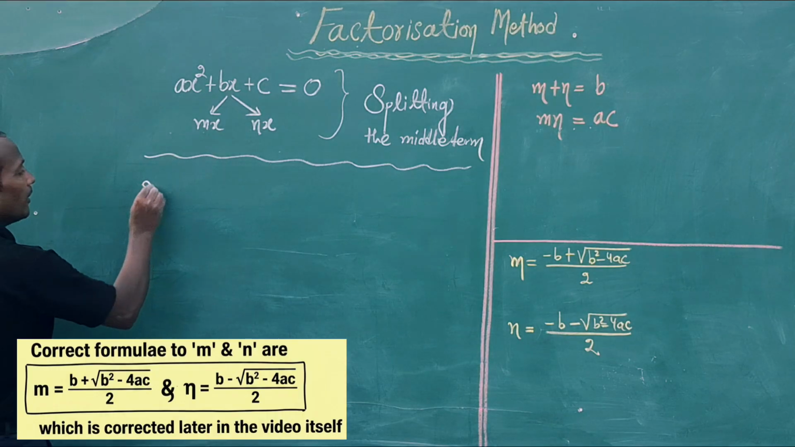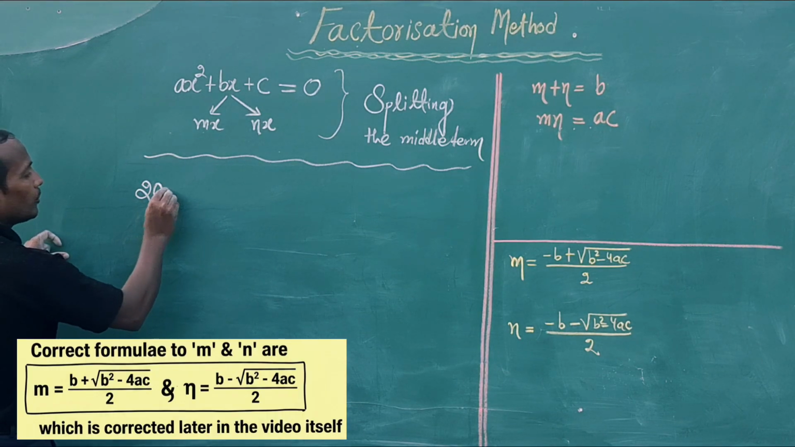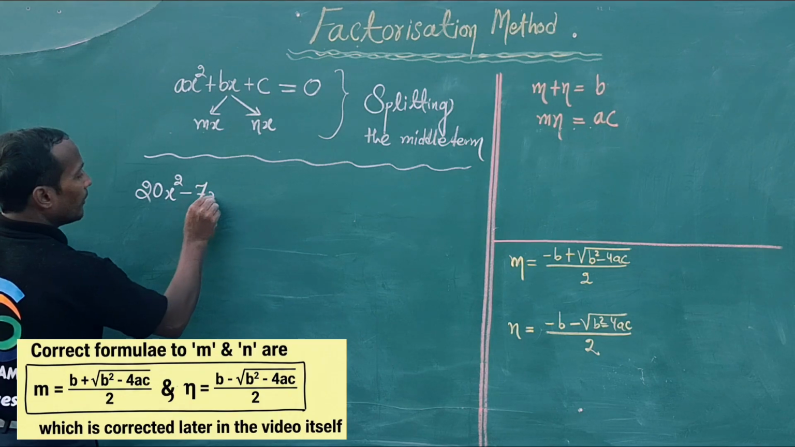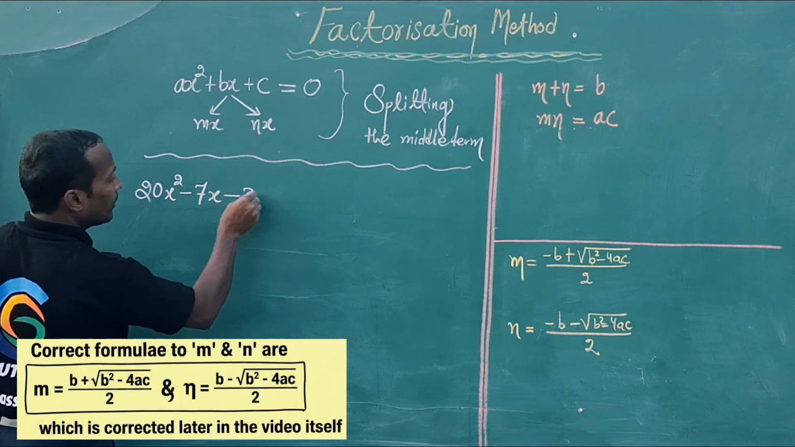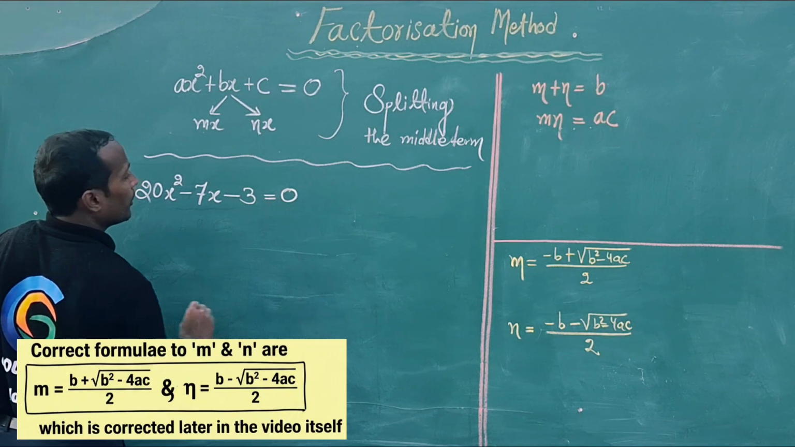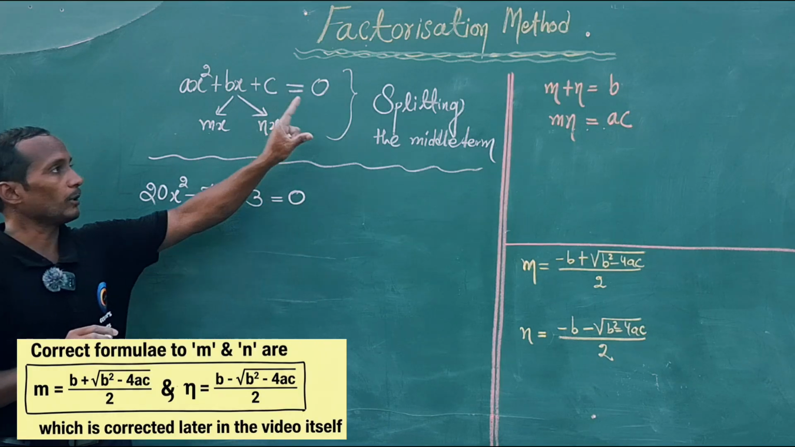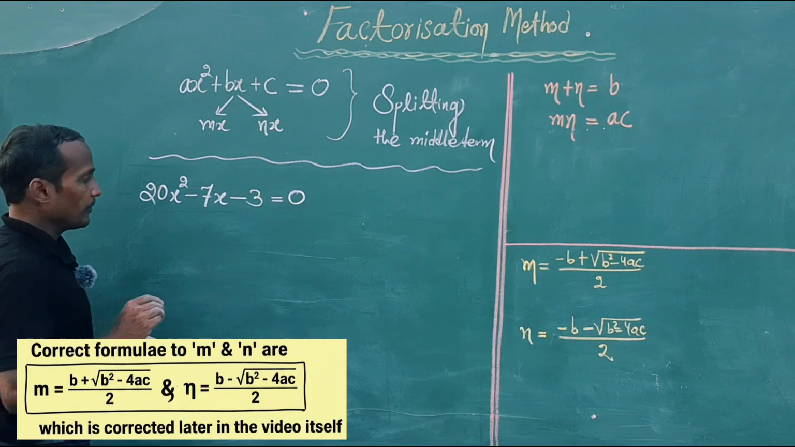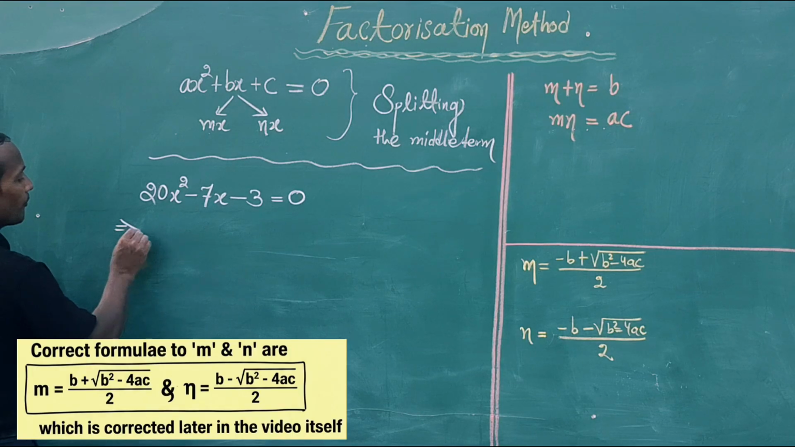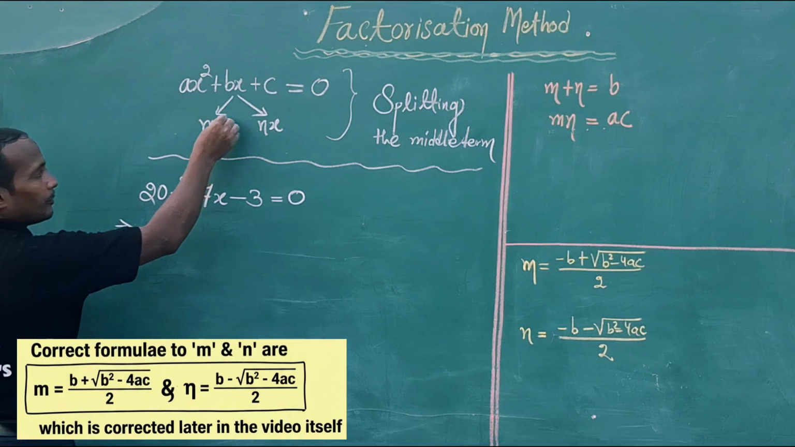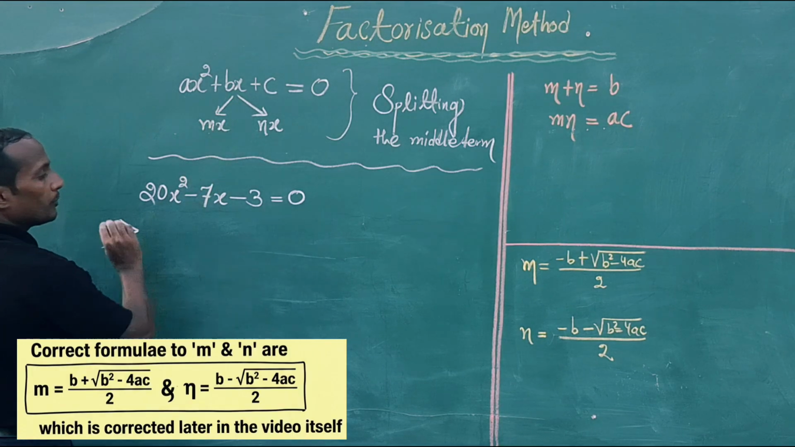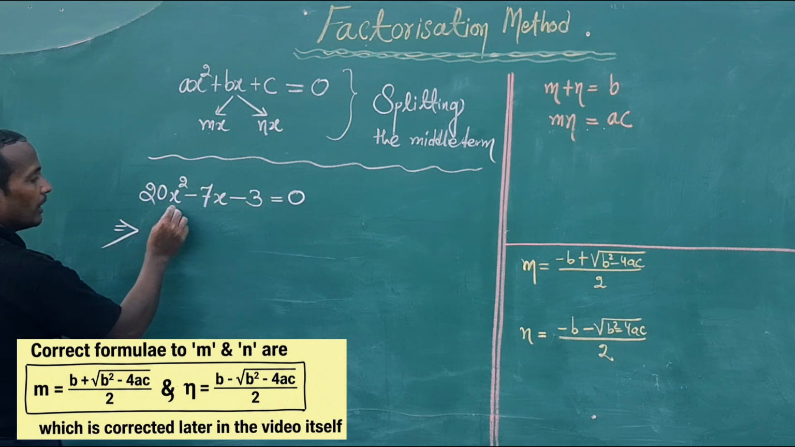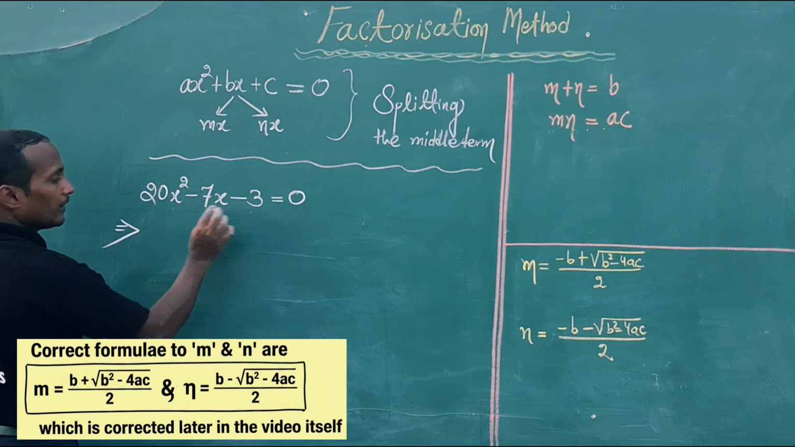I am taking an example. Let's say 20x square minus 7x minus 3 equals 0. I will use the factorization method to find the solutions to this particular equation. Let's see what I will do. I will split the middle term bx. Who is bx here? This equation is already in standard form. You can see it is ax square, this is bx, this is c.